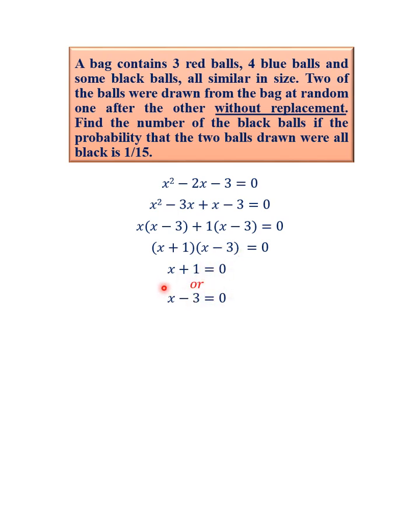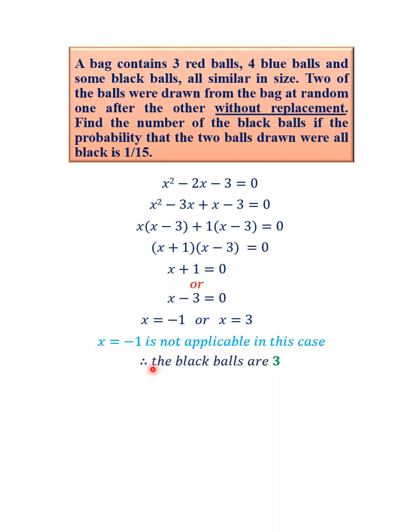What this means is that if we make x subject of formula here, x will be equal to minus 1 or x will be equal to 3. Of course, we know that the black balls cannot be negative. Balls are not negative numbers. So it means that in this occasion, x equals minus 1 is not applicable. Therefore, the black balls are equal to what? 3. And 3 is the final answer to this problem.